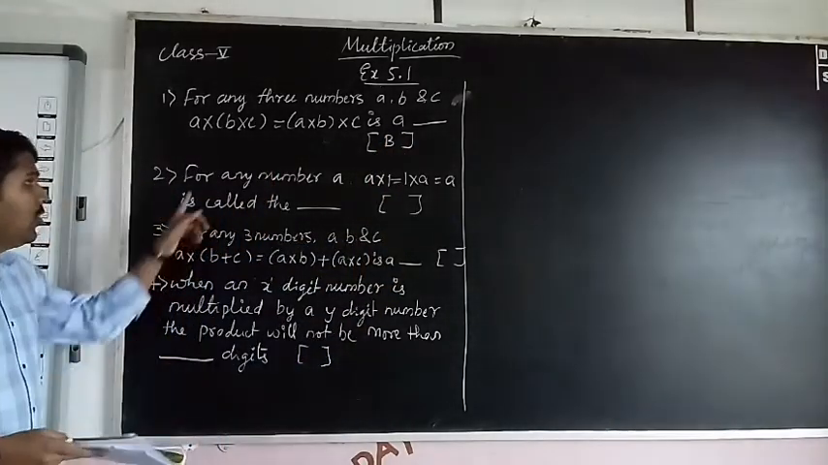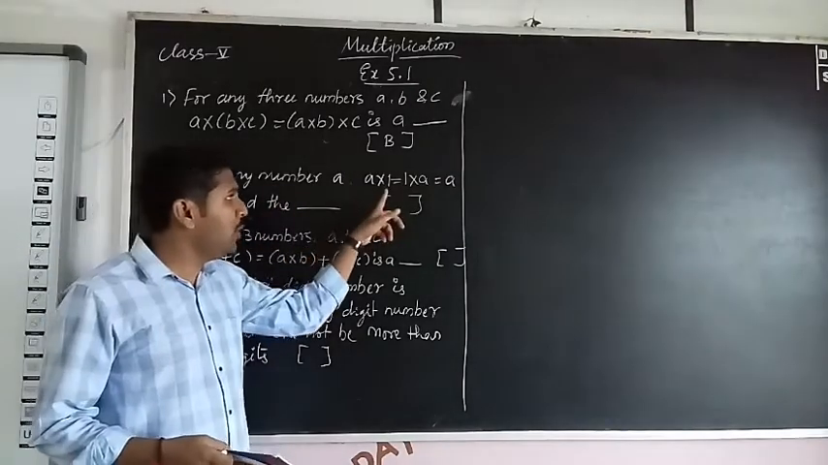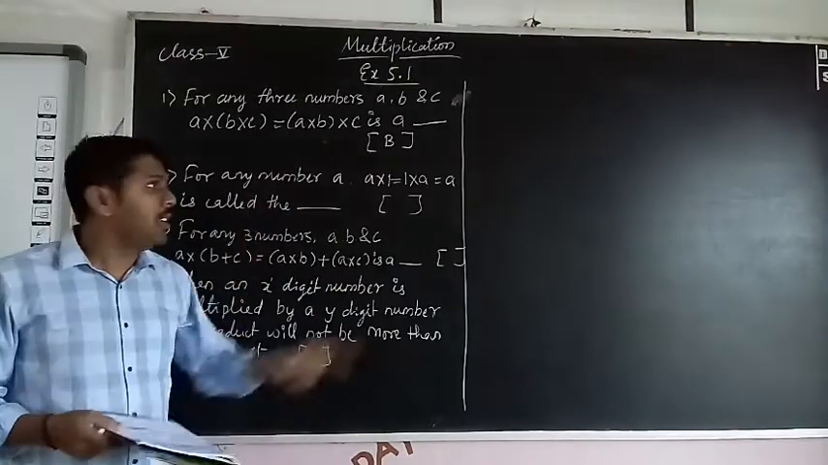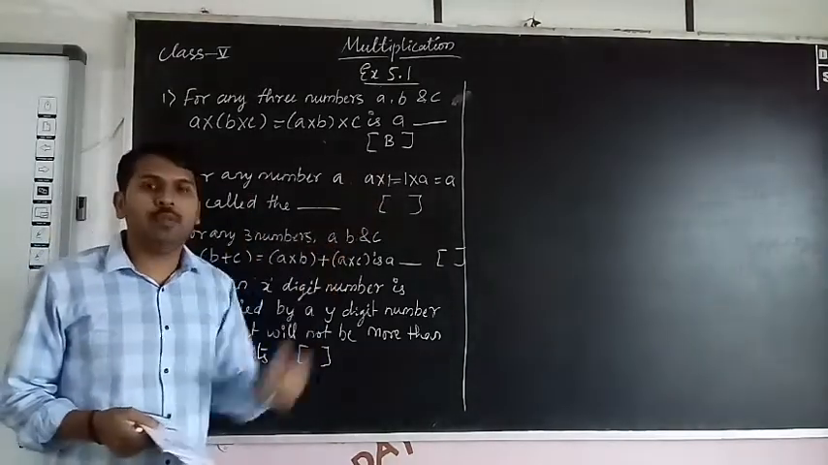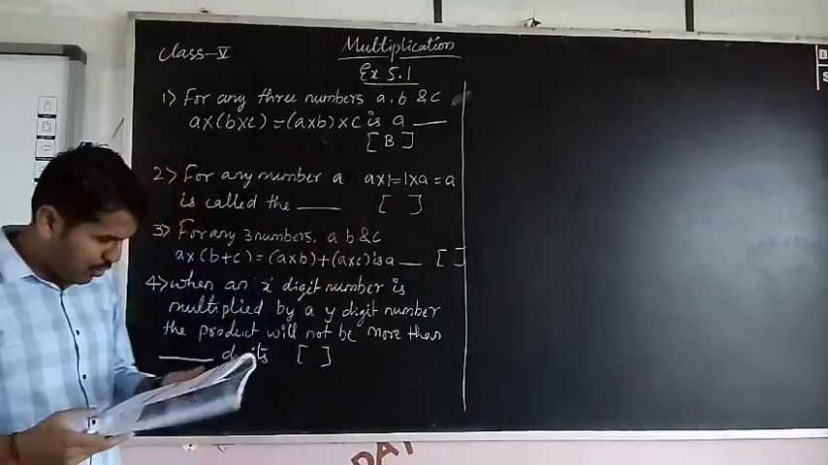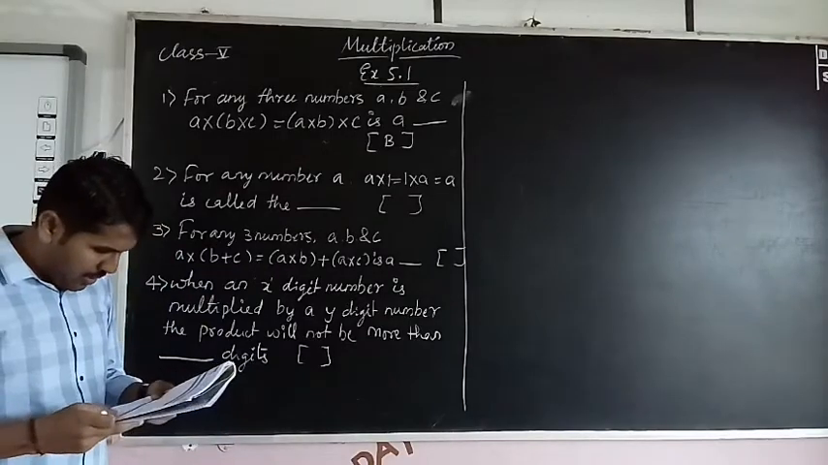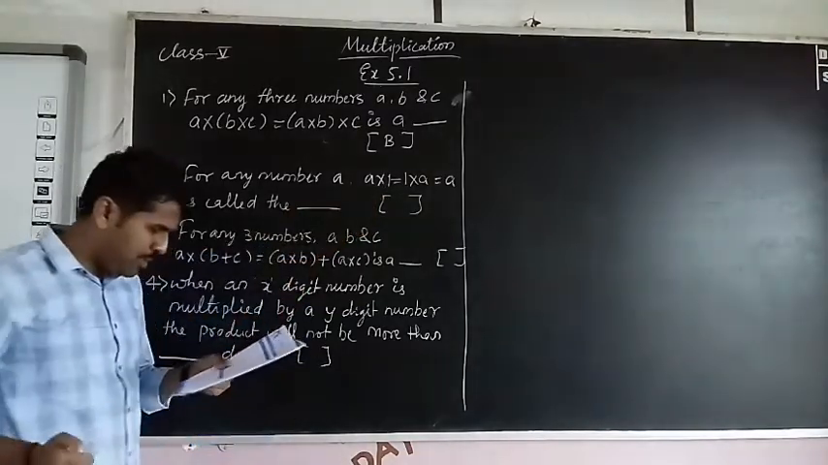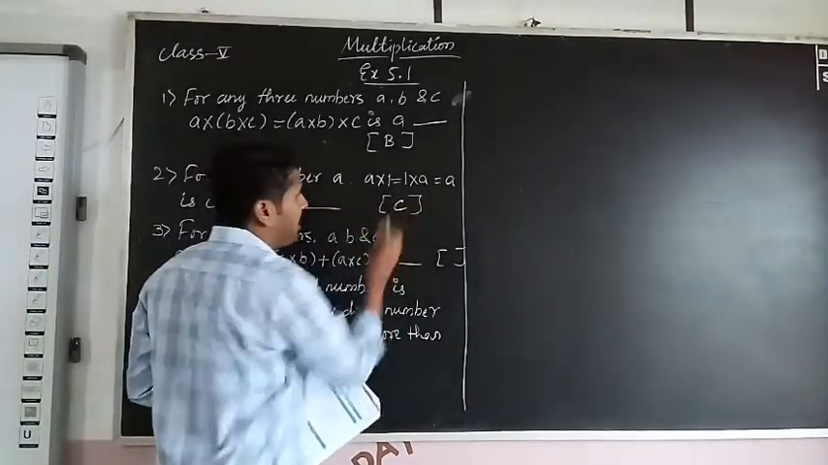Next, for any number a, a into 1 equals 1 into a equals a is called the dash property. Here 1 into a, a into 1. Which property? Identity property. So multiplicative identity. So this is the multiplicative identity. So option C.